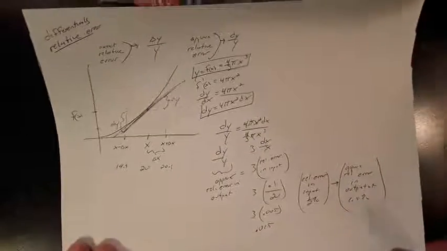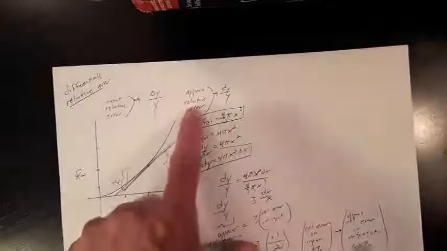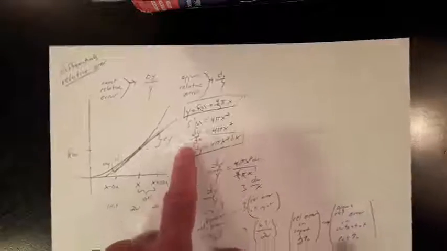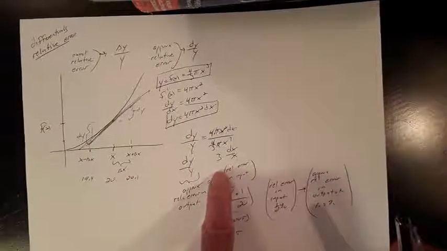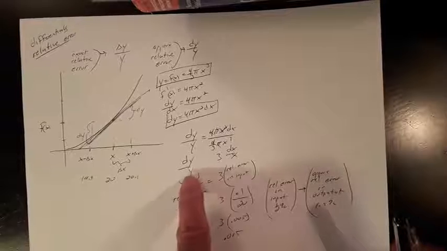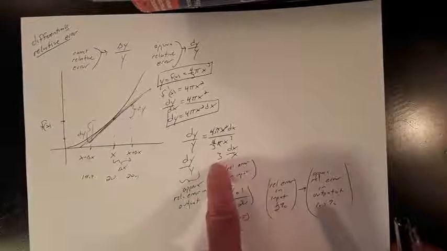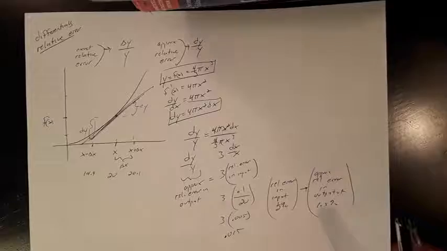So that's how relative error works. We approximate relative error with dy over y. Just cook it all together, and then you can talk about your relative error in output being some multiple of your relative error of input.